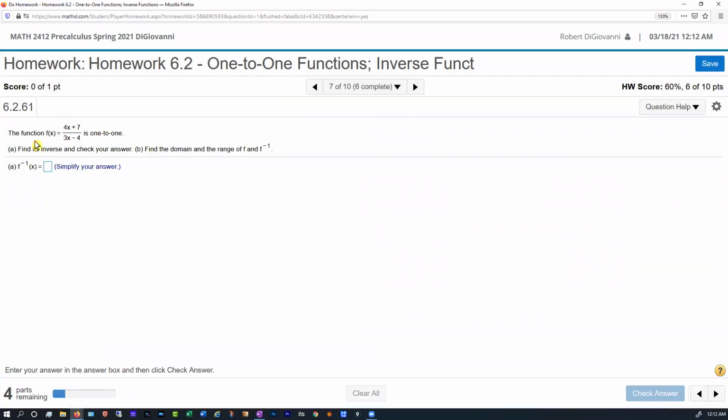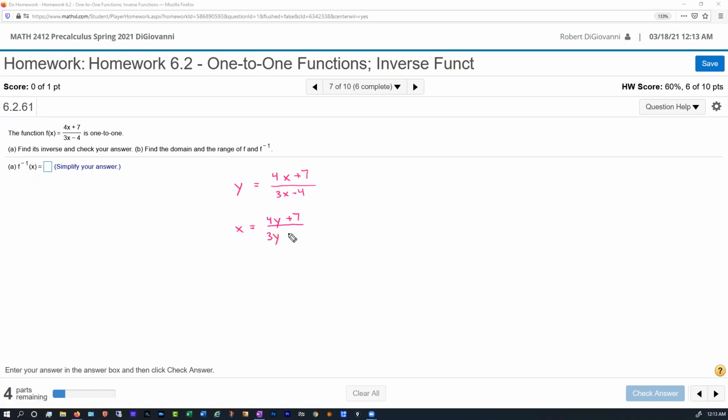All right. The function f of x equals 4x plus 7 over 3x minus 4 is 1 to 1. Find its inverse and check your answer. I don't think I'm going to check the answer. I'm just going to find the inverse, and then I'm going to find the domain and range. All right, so here we go. We're starting off with y equals, I'm going to say this is our original function. And to find the inverse, everywhere I see a y, I put x. Everywhere I see an x, I put y.